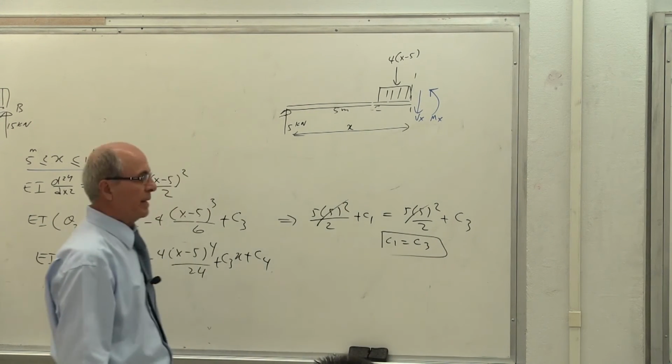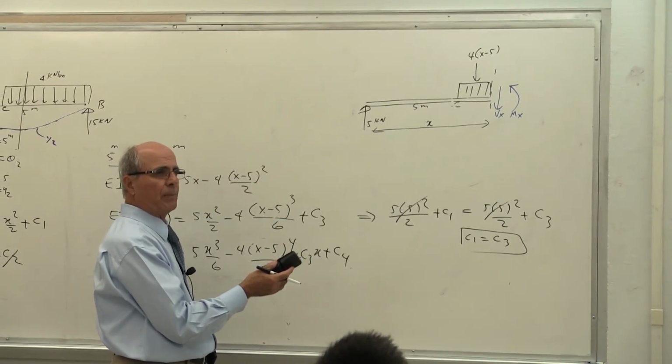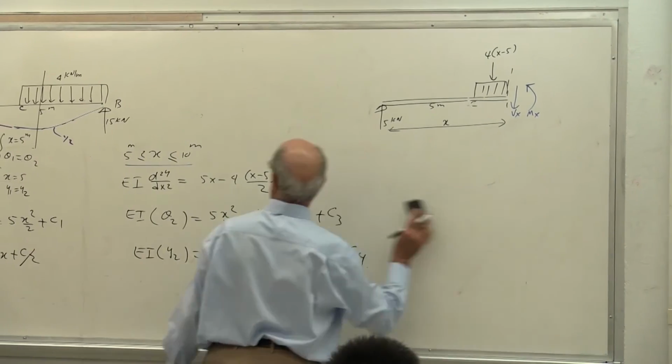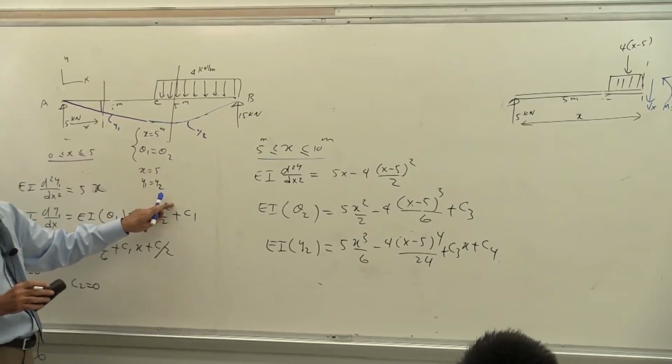Okay. Now, we use the second one. Can I erase this? Yes or no? Now, the next one is what? At x equal to 5, now y1 equal to y2.